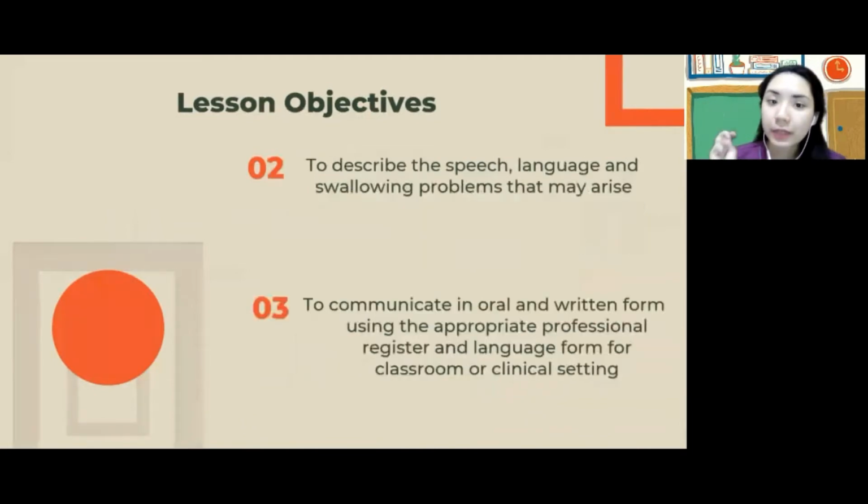Our second lesson objective is to describe the speech, language, and swallowing problems that may arise among those with cerebral palsy. We also will be discussing the third lesson objective, which is to communicate in oral and written form using the appropriate professional register and language form for classroom or clinical setting.